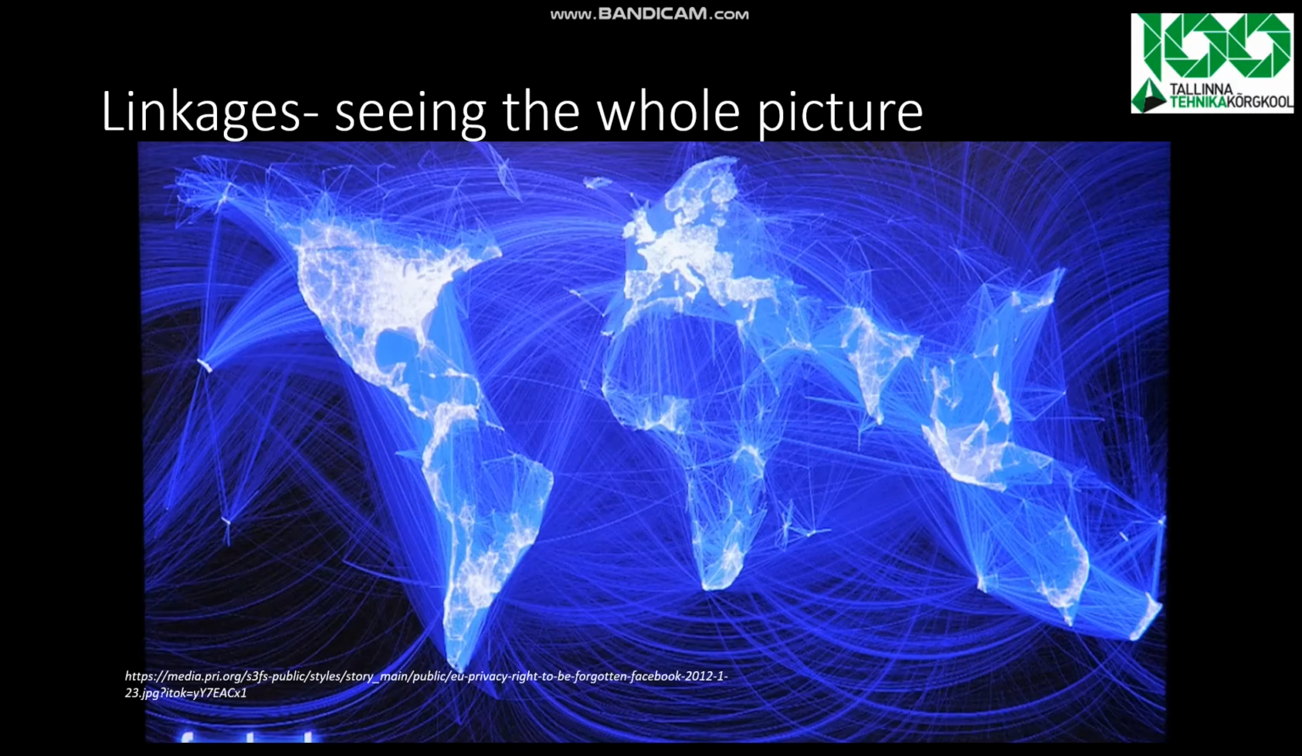But the second part is seeing the whole picture, and here we see different linkages. Those linkages are Facebook users and who connects with whom. We see that there is a huge number of connections originating or ending in Europe, also in North America. Also, what we see here is that most of Africa is empty of connections, so it indicates that there is no internet.